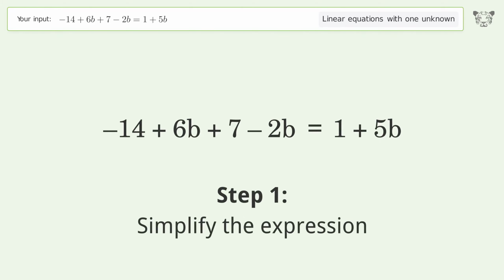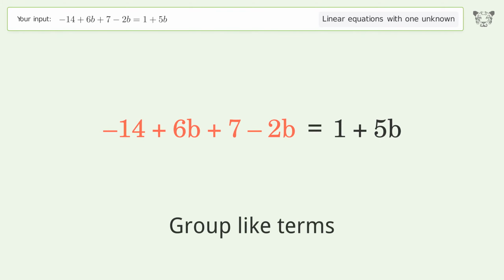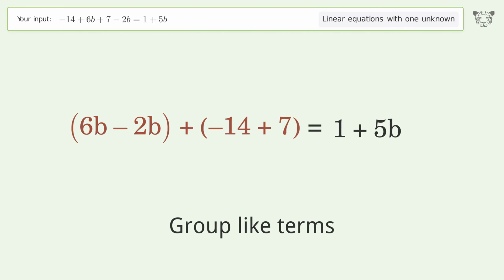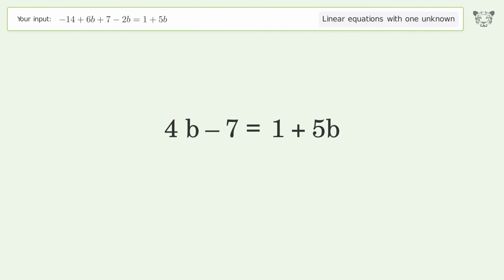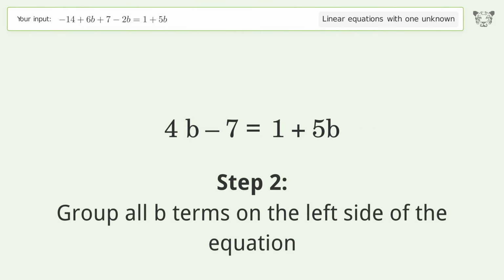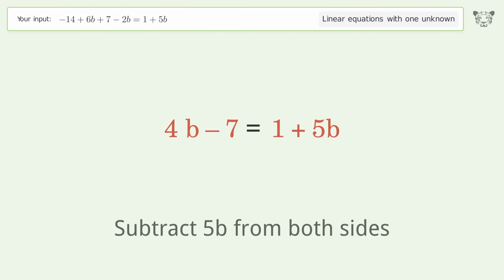Simplify the expression. Group like terms. Simplify the arithmetic. Group all b terms on the left side of the equation. Subtract 5b from both sides.